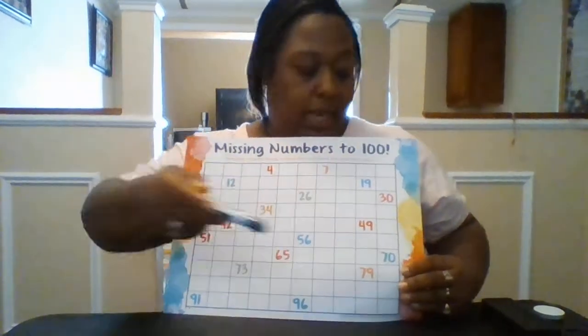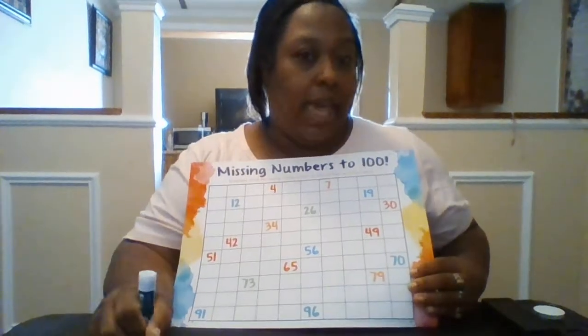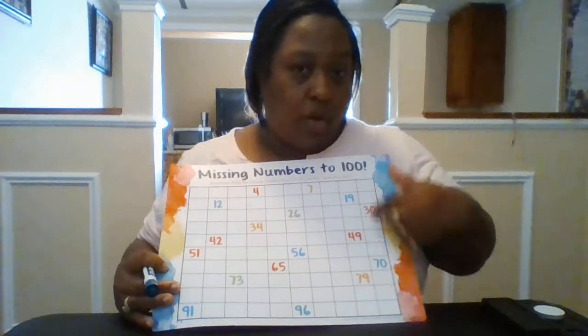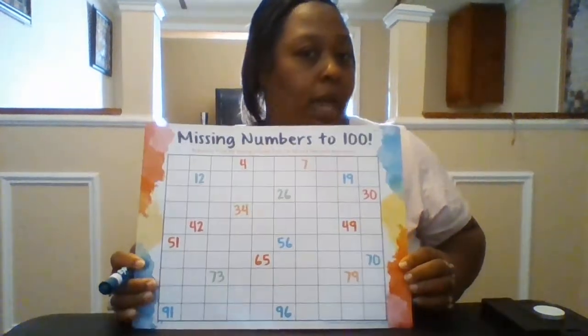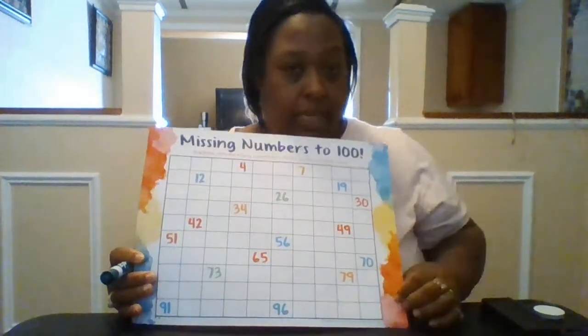Okay, who can look at this line? Remember what we talked about in class. When you're doing the last row of the hundreds chart, we are counting by what? Who can tell me what we're counting by? Okay, right, we're counting by tens.